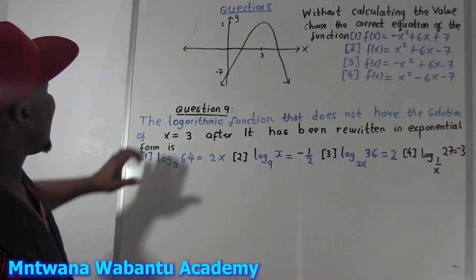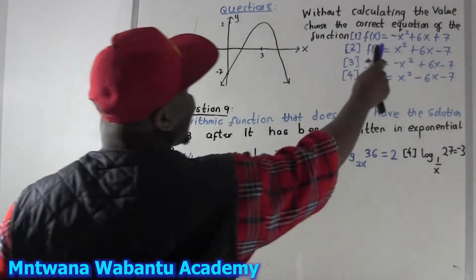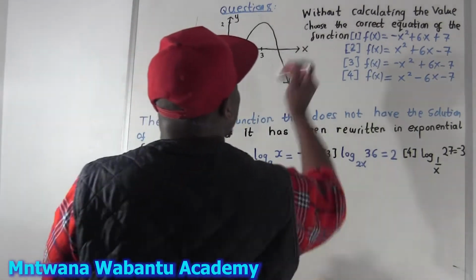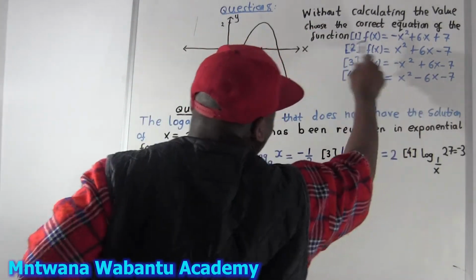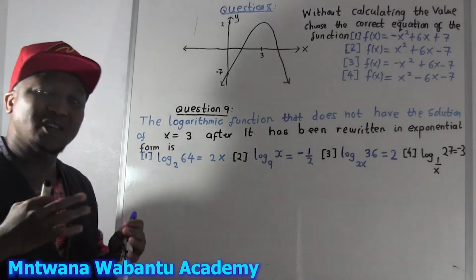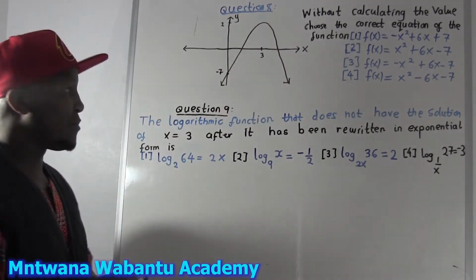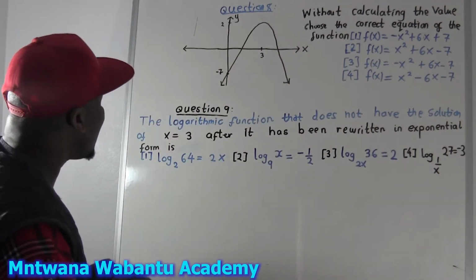Okay, let's go. So now let's say, without calculating the value, choose the correct equation of the function. They don't want us to calculate it, but they want us to pick which one is going to be correct. So let me give you a little trick.